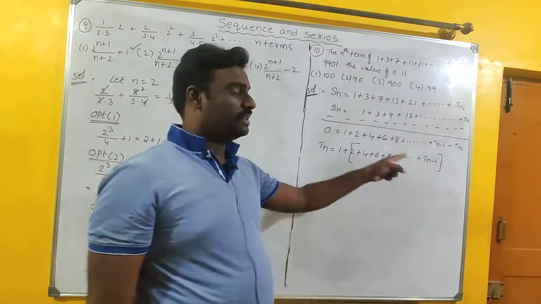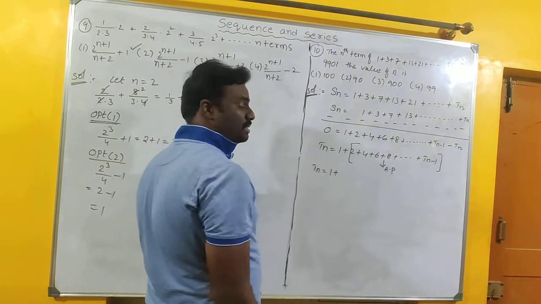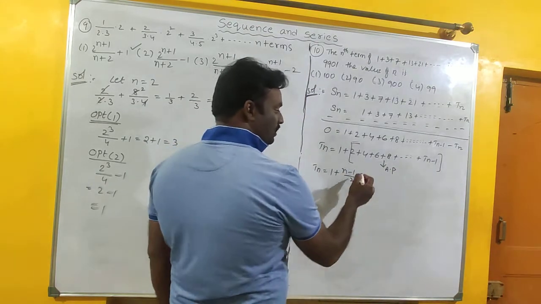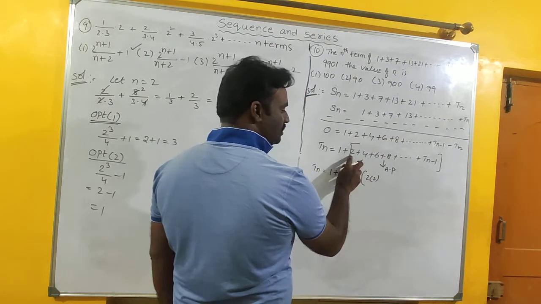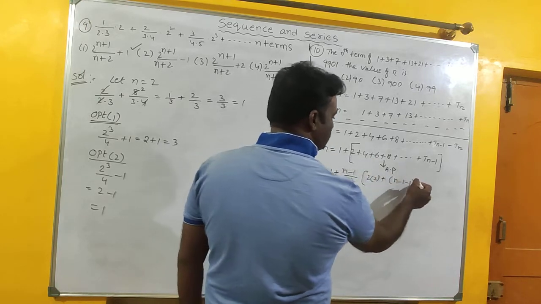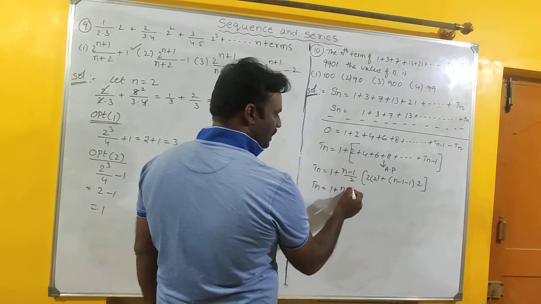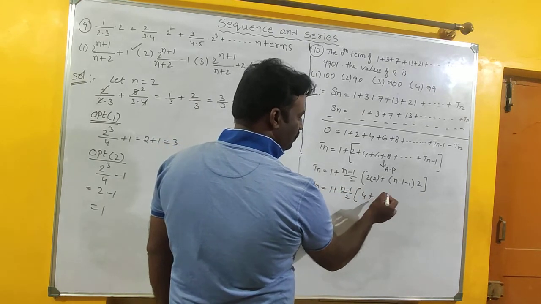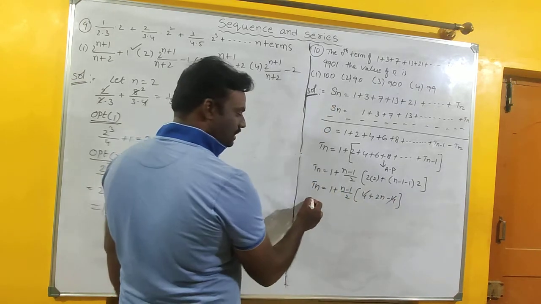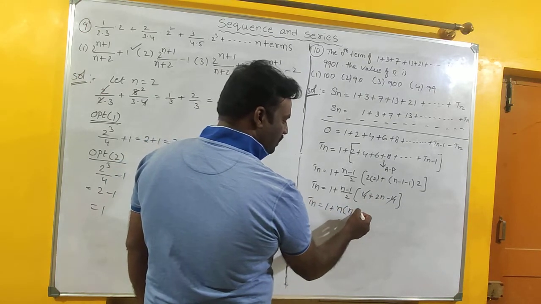But how many terms are there? n minus 1 terms. Then Tn is equal to 1 plus the sum of n terms in AP, which is n by 2 into 2a plus n minus 1 into d. In place of n I am taking n minus 1. Here a means the first term, and d is the difference, that is 2. Then Tn is equal to 1 plus n minus 1 by 2 into 4 plus 2n minus 4. The 4 gets cancelled, the 2 gets cancelled, and Tn equals 1 plus n into n minus 1.